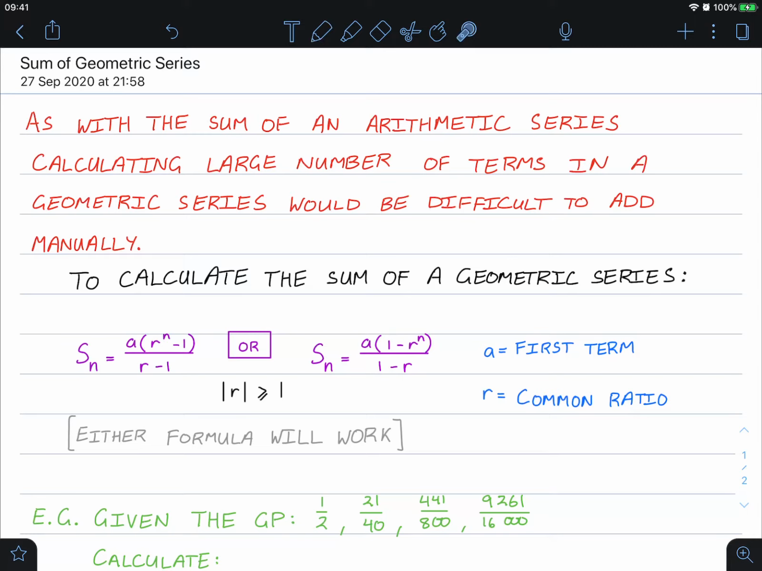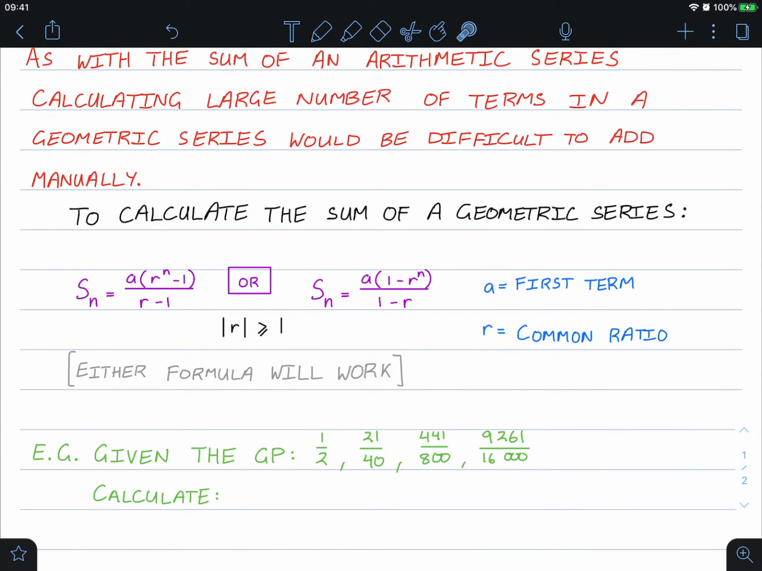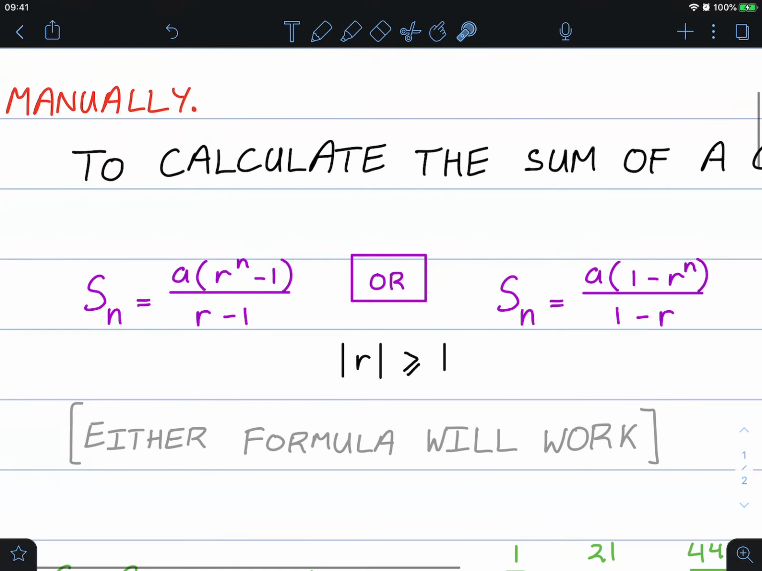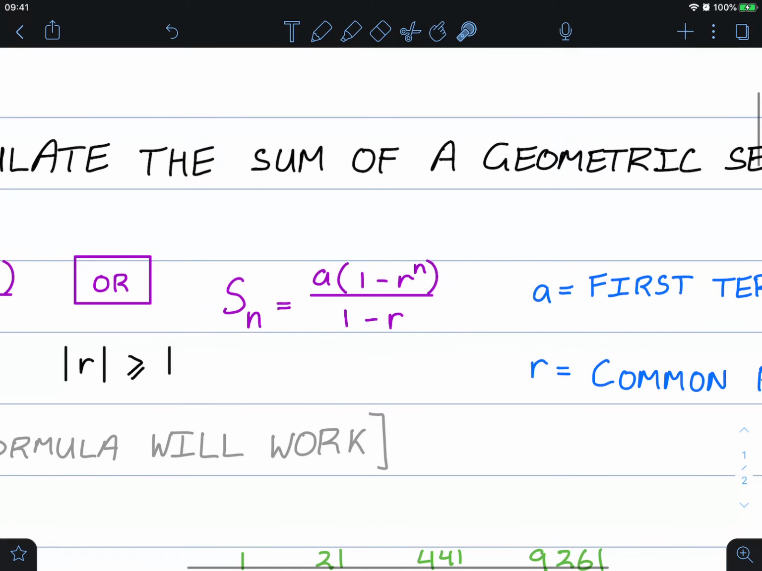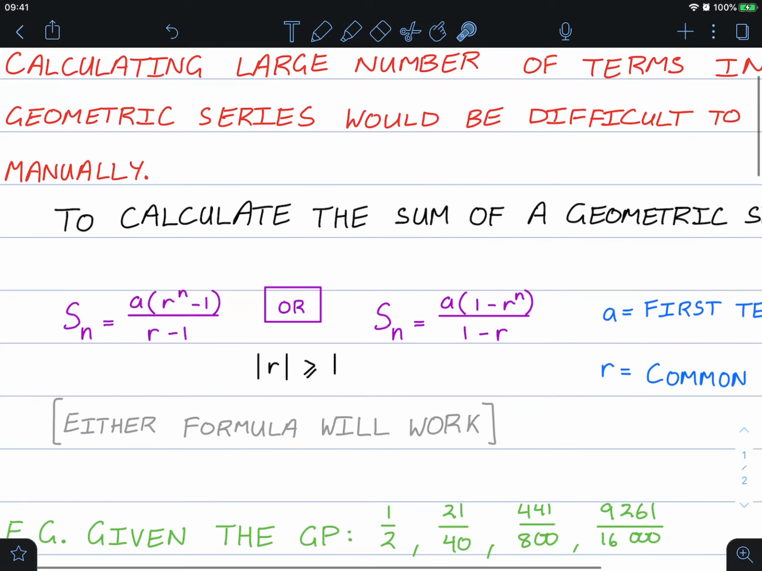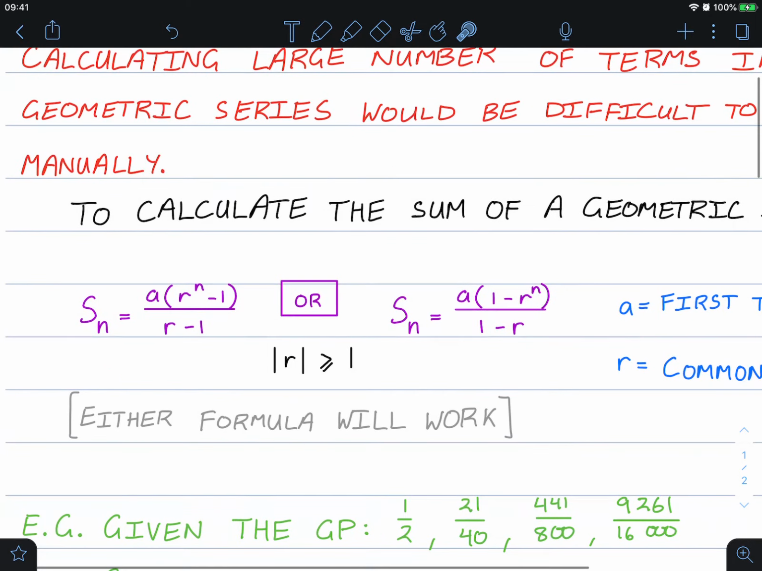As with the sum of an arithmetic series, calculating a large number of terms in a geometric series would be very difficult to add manually. So to calculate the sum of a geometric series for any n number of terms, we use either of these formulas. S of n equals a times (r to the power of n minus 1) all over r minus 1, or switching the 1 and the r around. It's the exact same formula, they will accomplish the same thing.